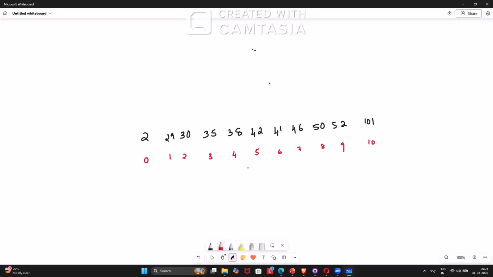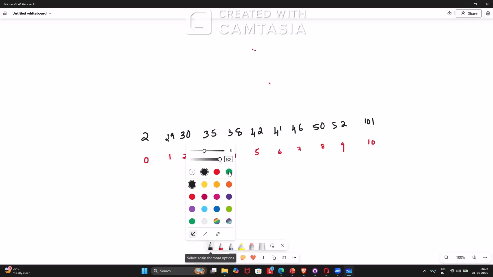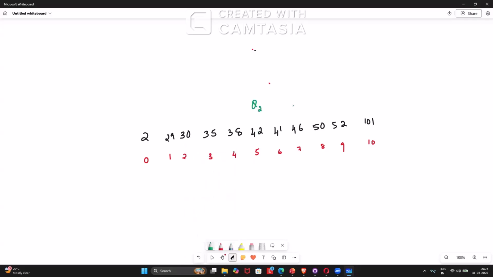What is Q2? What is the value of Q2 here? Is this 42, Q2? Yeah, this is Q2, right? And again, this is Q3, and this is Q1, right? Everyone knows that, right?